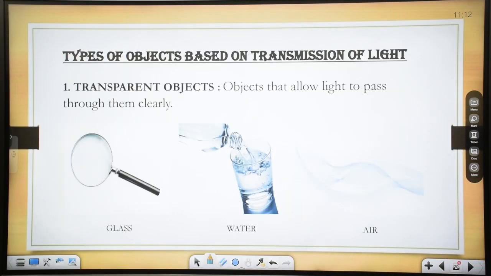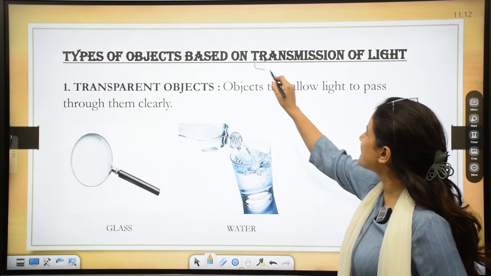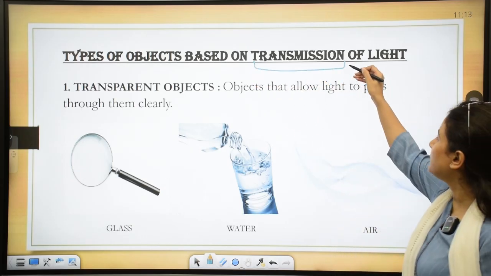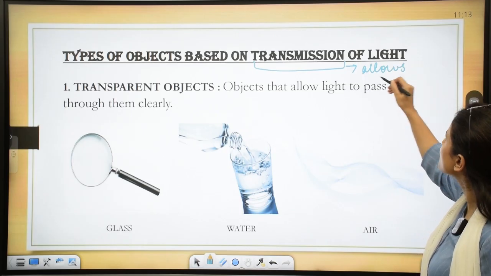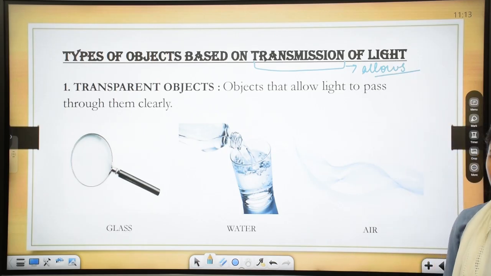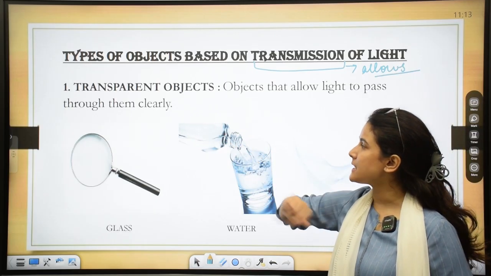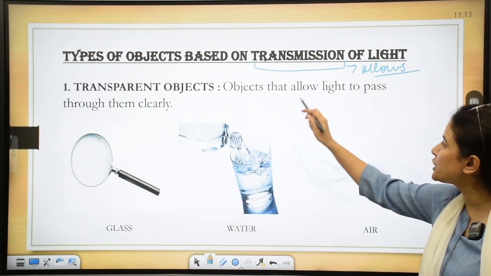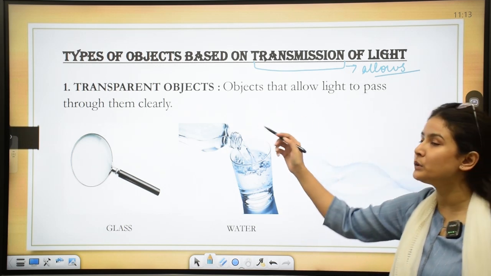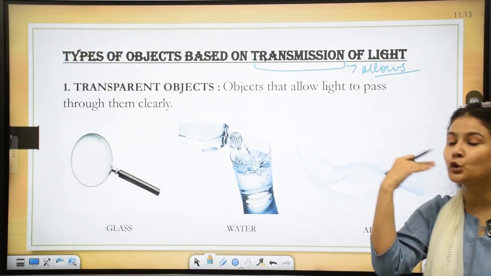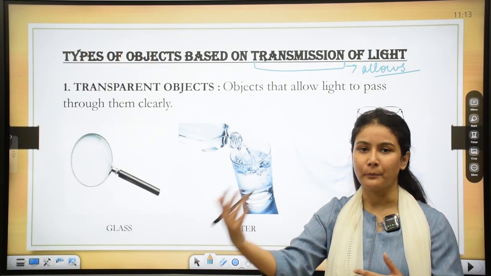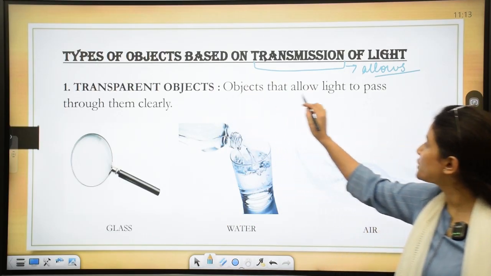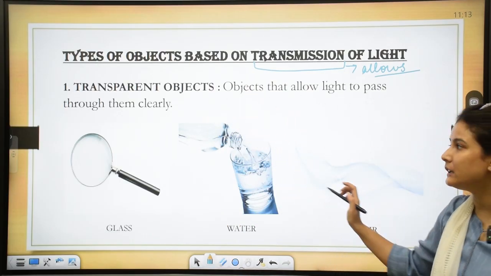Types of objects based on transmission of light. Now, transmission, what do you mean by transmission? It means if it allows the light to pass through it or it does not allow the light to pass through it. Let's see. First, transparent objects. Objects that allow light to pass through them clearly. You can see through them. Why? Because the light is being passed through them.